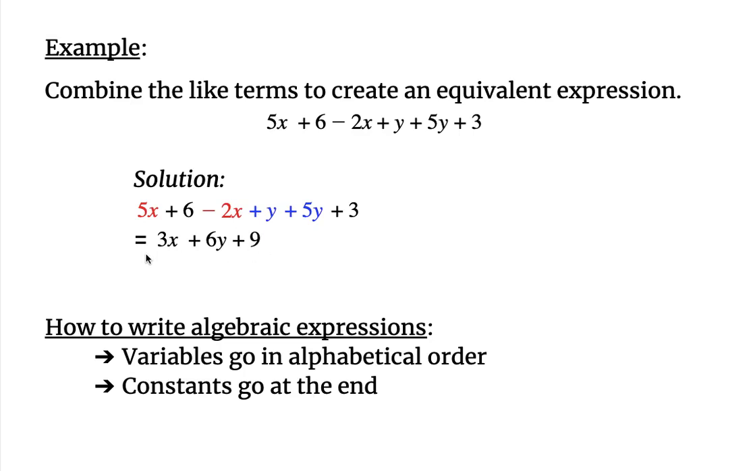So if this was a group of B's and C's and A's, it would be A's and then B's and then C's, and then if you have any constants, they go at the end. Go ahead and jot this down in your notebook, and if you need to pause the video, make sure you do that before moving on to our examples.